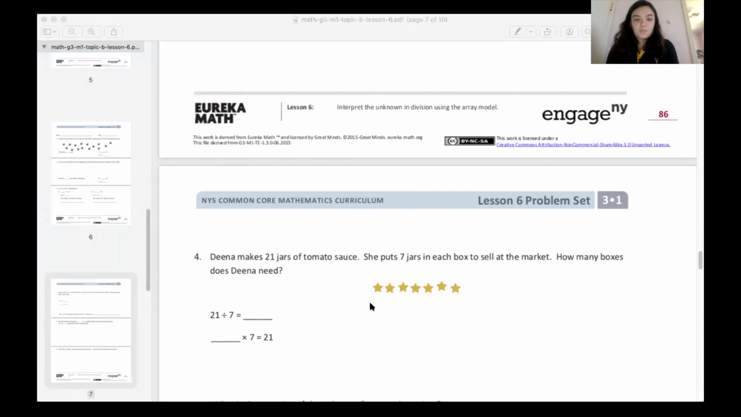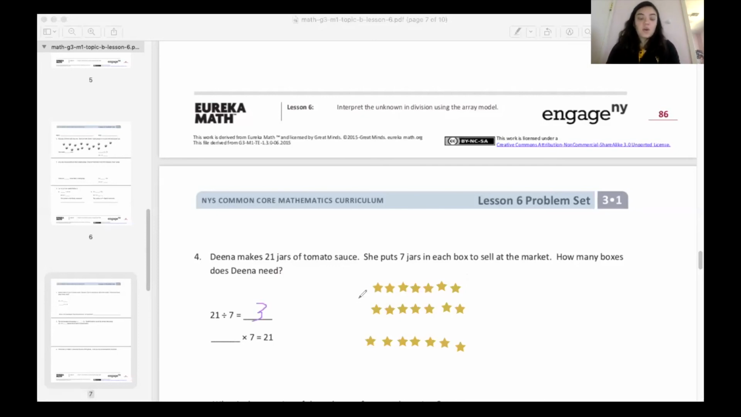6, 7. So that's 7. Here's another group. That's 14. And that is 21. So how many groups do I have? So we can solve this both ways. So I have 21 stars here. There are 7 in each row. So how many rows do I have?